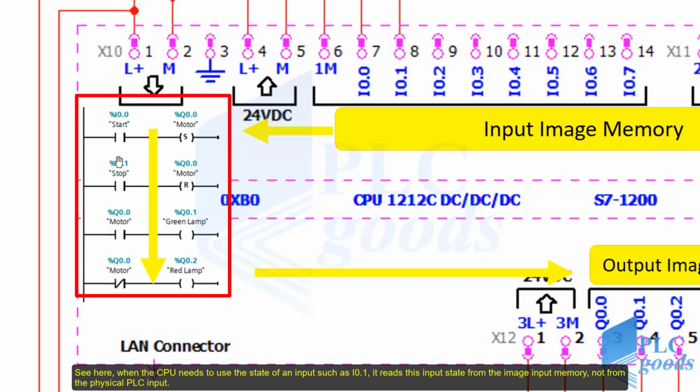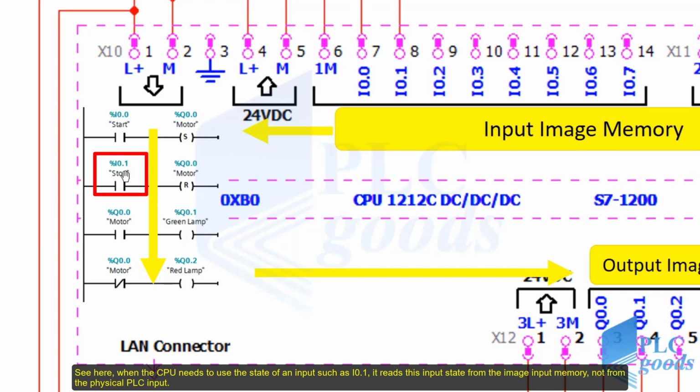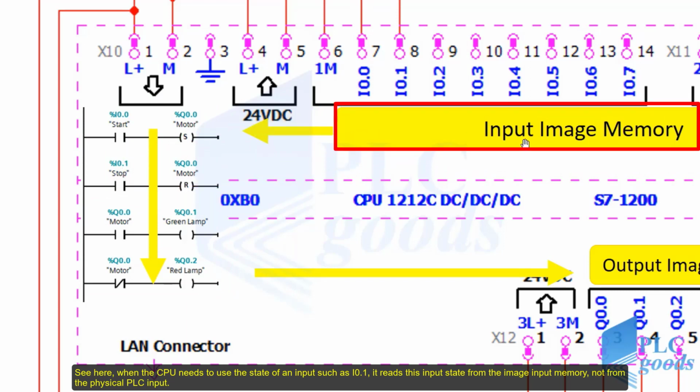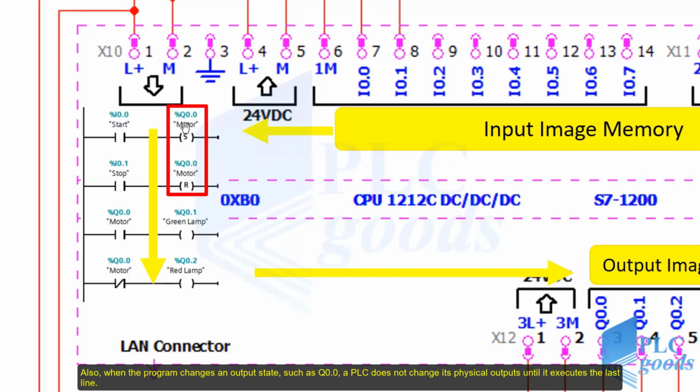See here, when the CPU needs to use the state of an input such as I0.1, it reads this input state from the image input memory, not from the physical PLC input. Also, when the program changes an output state, such as Q0.0, a PLC does not change its physical outputs until it executes the last line.